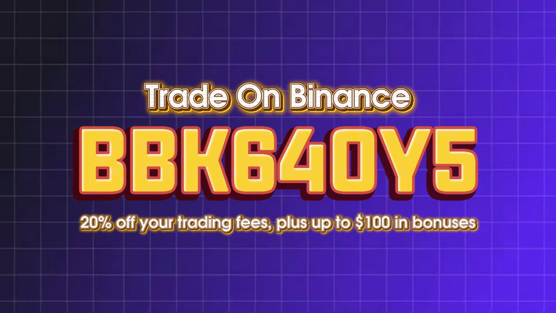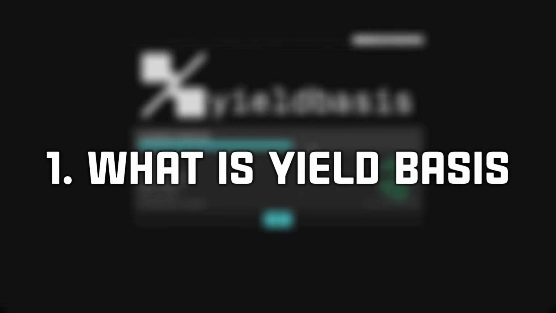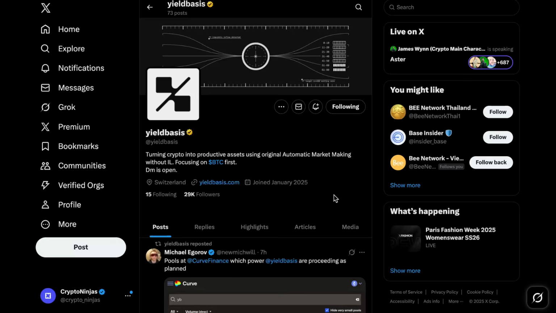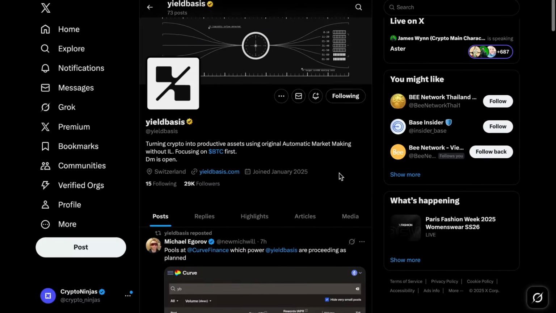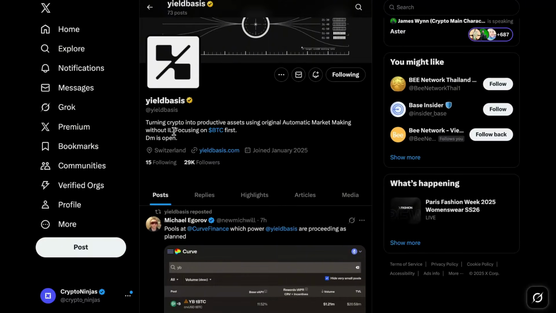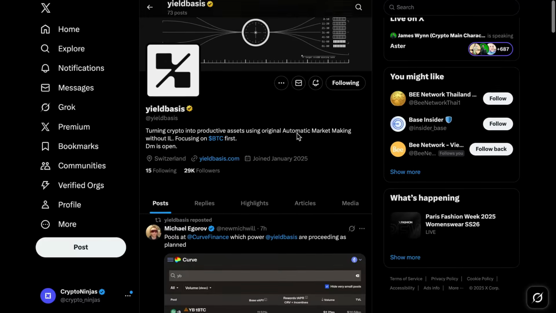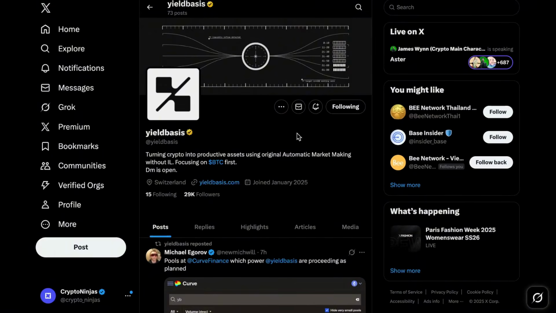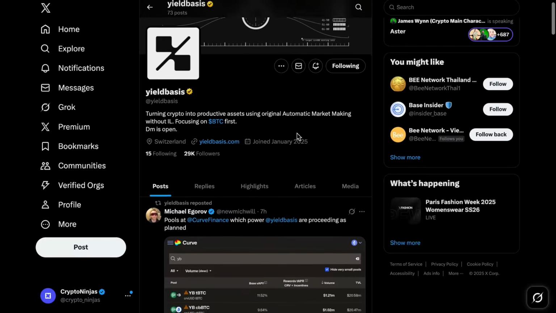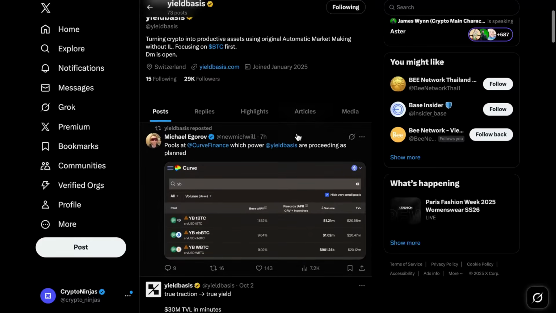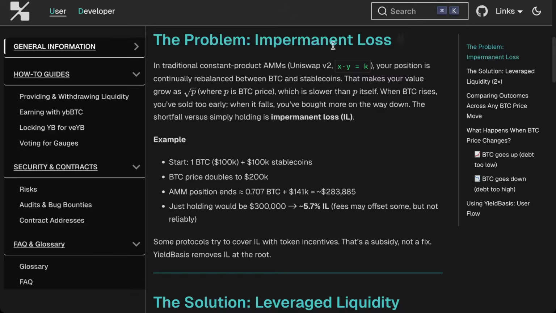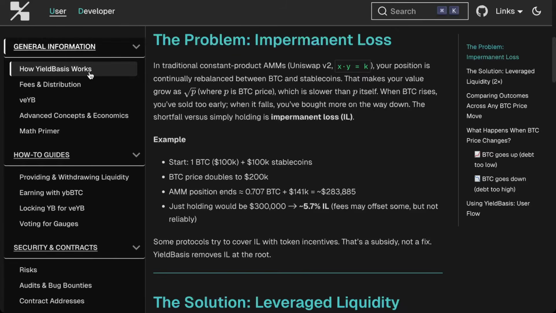First, what is Yield Basis and who's building it? Let's start with the basics. Yield Basis is a decentralized finance protocol built on Ethereum, designed to help Bitcoin holders earn consistent yields without the usual risks of liquidity pools like impermanent loss. That's when your pool's value falls behind simply holding Bitcoin due to price swings, a real pain point in DeFi. Yield Basis solves this, making it easier for you to grow your Bitcoin stack safely.